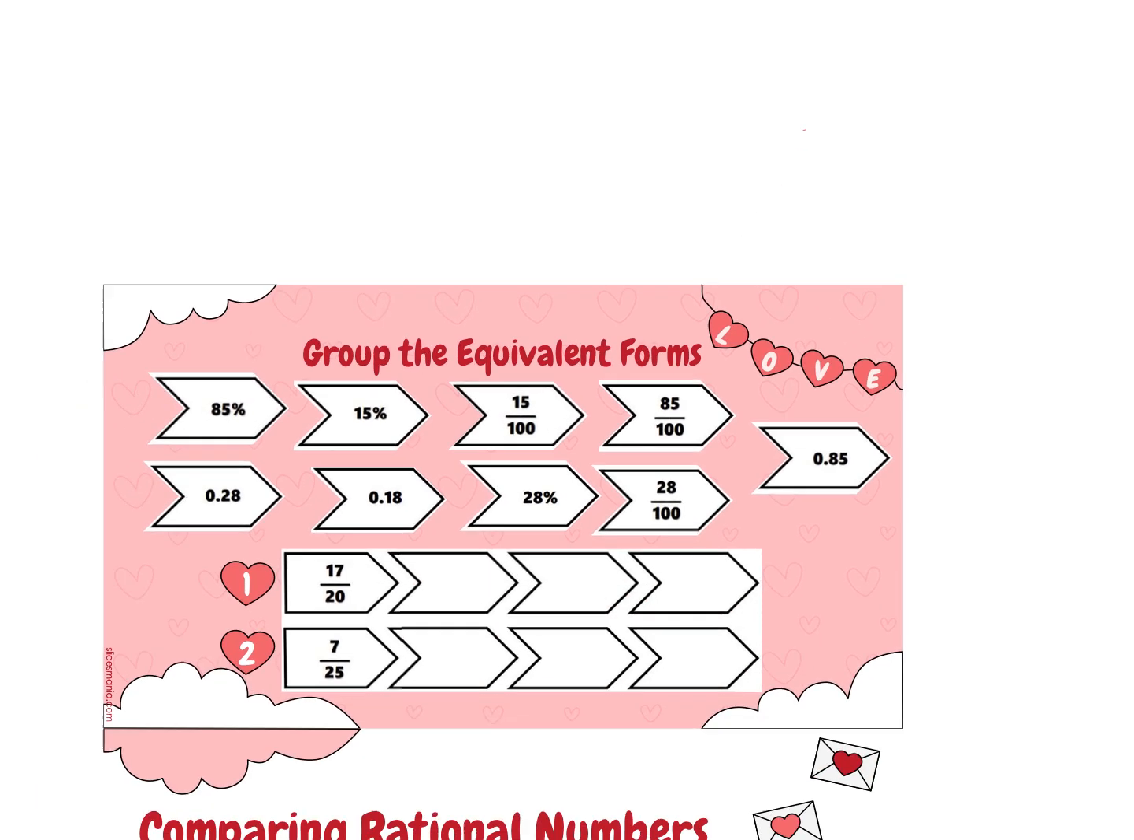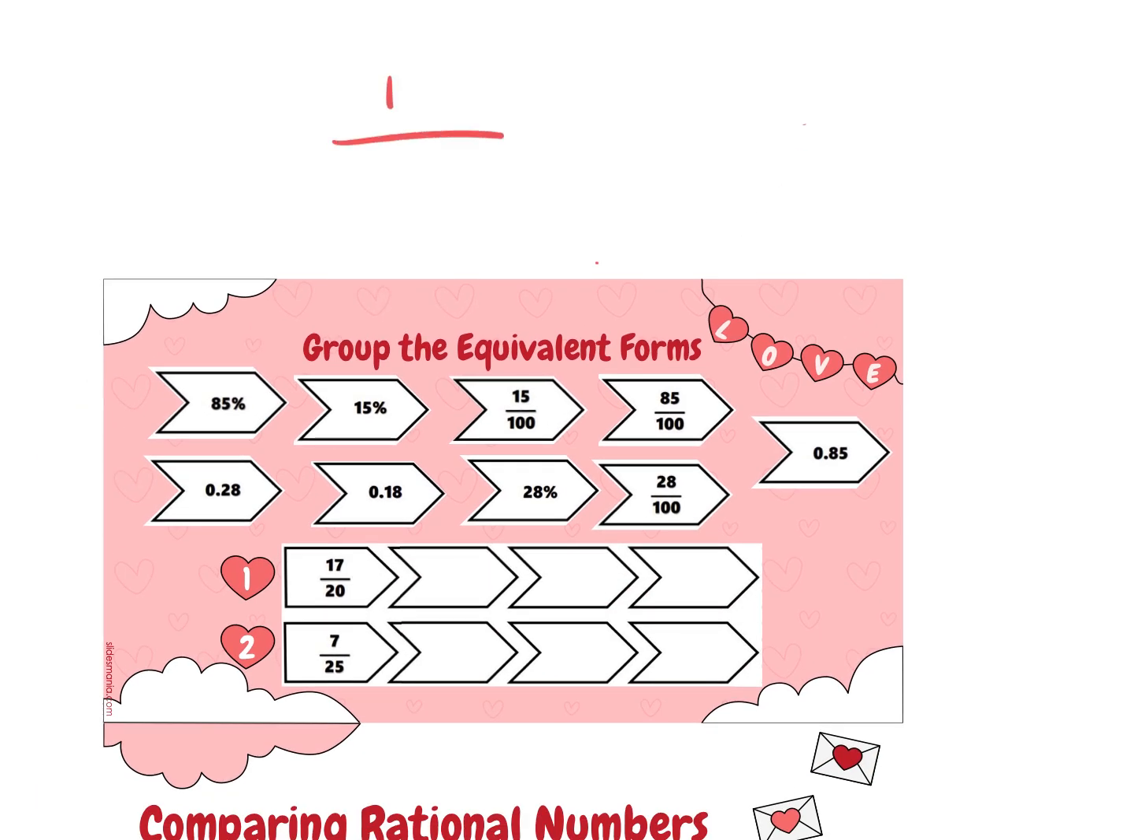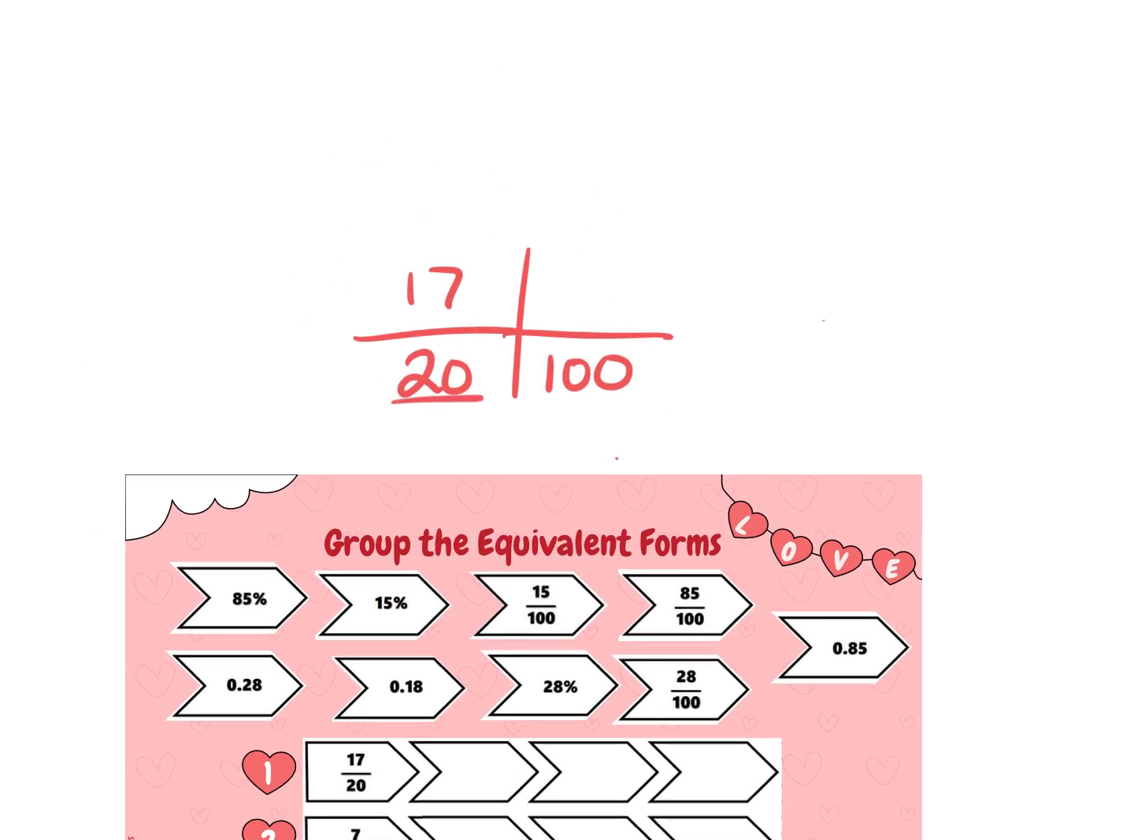Okay, so now that we had that little review, let's go ahead and look at the first one, 17 twentieths. So for 17 out of 20, we have it right here. But we talked about how 100 is the one that's tying it all together. So I want to try to get to the hundreds. So I can see, can I go straight from 20 to 100? And yes, I can.